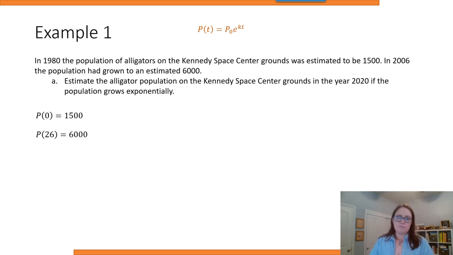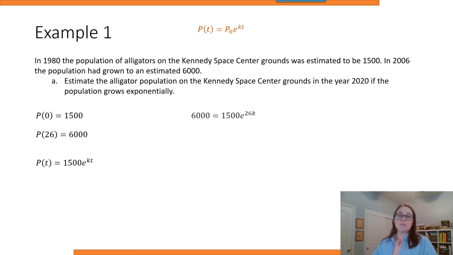So they've given me P naught. That's going to be the 1500. I can plug that into the equation, and I now have 1500 e to the kt. I don't have k, though. And that's why they gave me that second piece of information about the population in 2006. It's going to allow me to substitute into this equation and solve for the growth constant k.